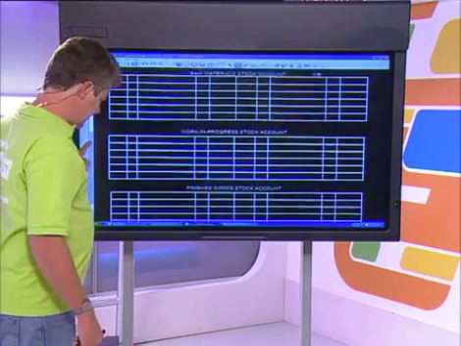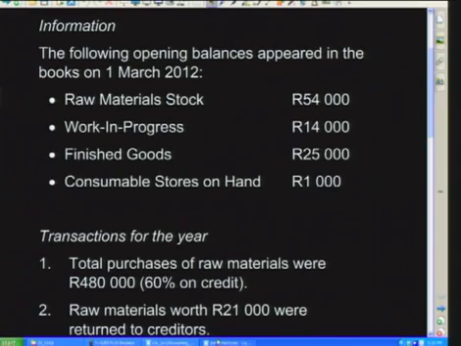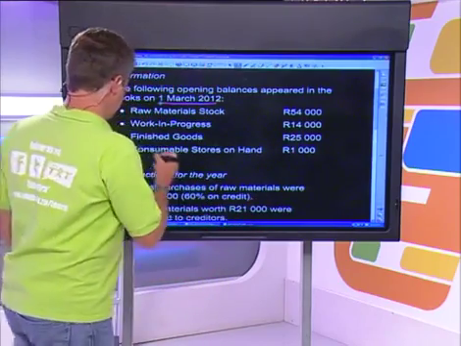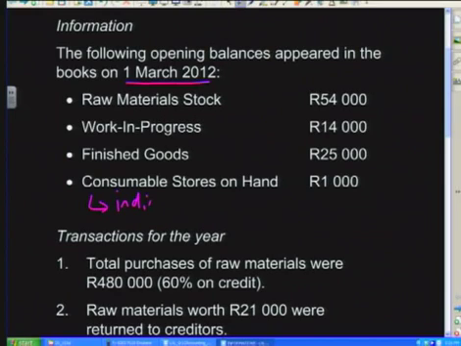So let's have a look at the information that we've been given. It says that the following balances appeared in the books on the 1st of March 2012. And we've got raw material stock, work in progress, finished goods, and consumable stores on hand. Very important that you know what those consumable stores on hand are. Remember, we said that indirect materials are the consumable items that get used up in the factory. So usually in a question you can assume that the consumable stores are going to be your indirect materials.